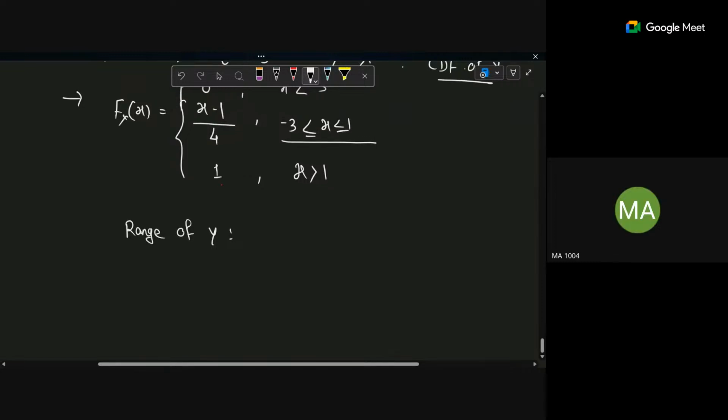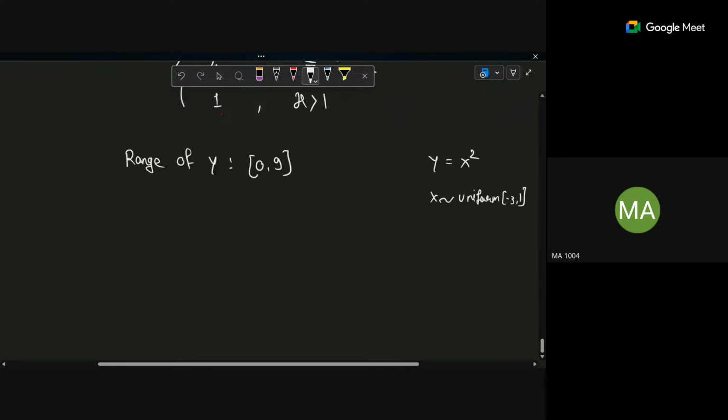What is the range of y if y is equal to x square and x is uniform over minus 3 to 1? 0 to 9. But just remember one thing: when it's taking 9, when it's taking 0. In this particular function, there will be a break at one point.